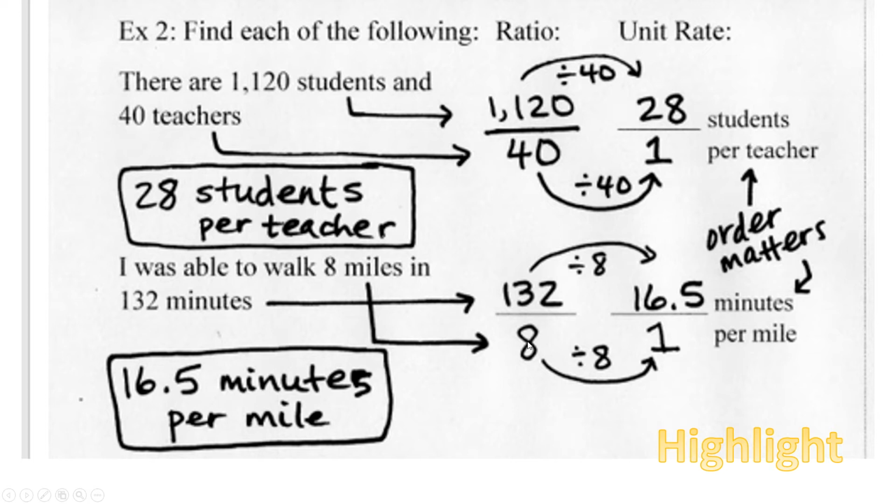To get the 8 to become a 1, you divide by 8. To get the 132 to stay equivalent, we have to do the same thing to the numerator. And 132 divided by 8 is 16.5. So 16 and a half minutes per 1 mile.